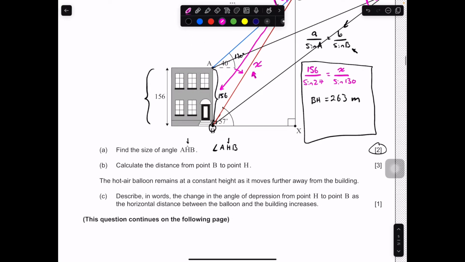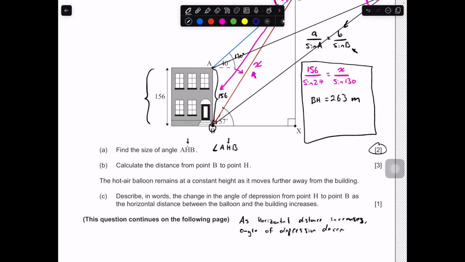Describe in words the change in the angle of depression from point H to point B as a horizontal distance between the balloon and the building increases. We can write as horizontal distance increases, angle of depression decreases as well. If you're super short on time for a 1-mark question, they're often just looking for keywords.